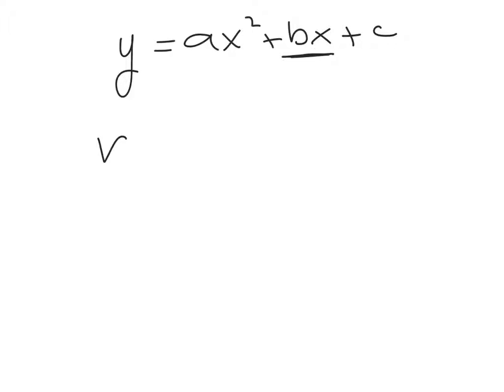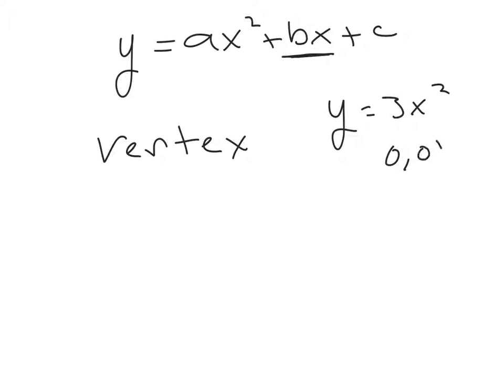We know that the vertex is that point at the axis of symmetry right in the middle of our graph. It's either a maximum or a minimum. For a lot of the graphs we've talked about, like y equals 3x squared, we know the vertex is 0, 0. But if we look at something like y equals 2x squared plus 4x, this has a different vertex. And let's go ahead and see what that vertex looks like.